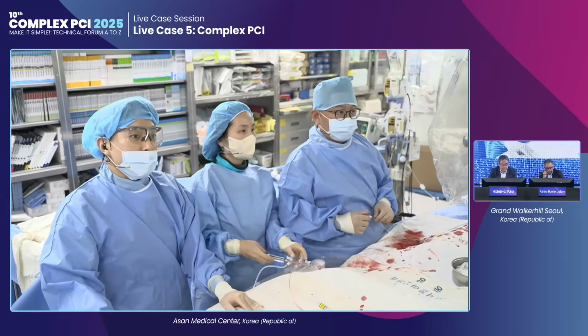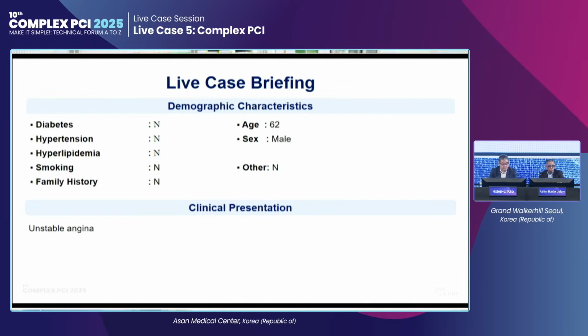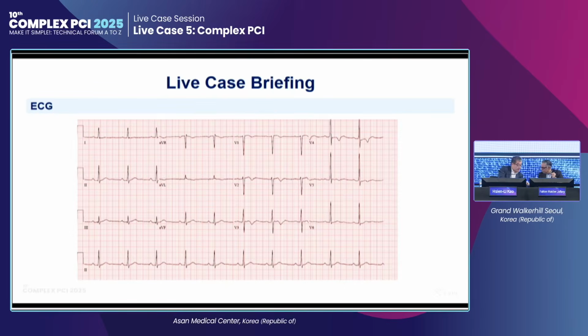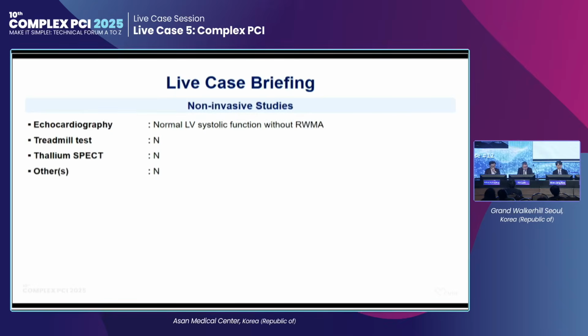A 62-year-old male presented to our clinic with chest pain. He had no previous medical history. He was diagnosed with unstable angina. The ECG showed T inversion at the precordial leads. Chest X-ray revealed no pulmonary edema or cardiomegaly. The echocardiography demonstrated preserved LV systolic function without definite regional wall motion abnormality.